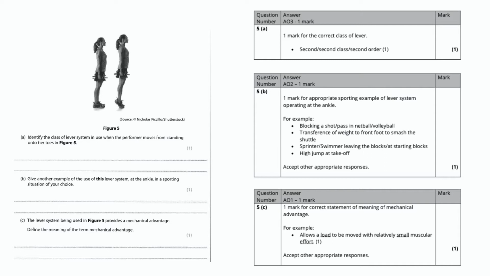The lever system being used in figure 5 provides a mechanical advantage. Define the meaning of the term mechanical advantage. Mechanical advantage is when a large load can be lifted with relatively little effort. That would be 1 mark.